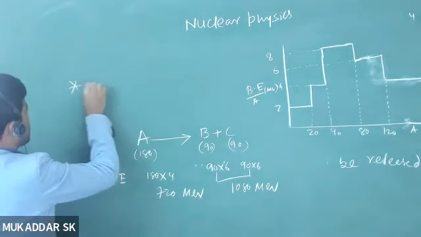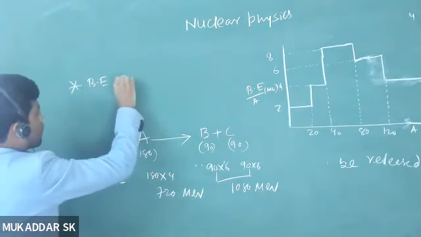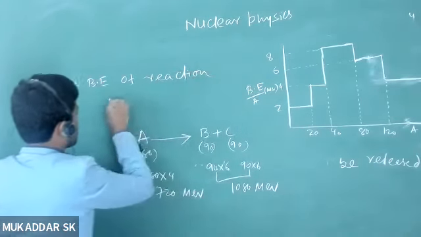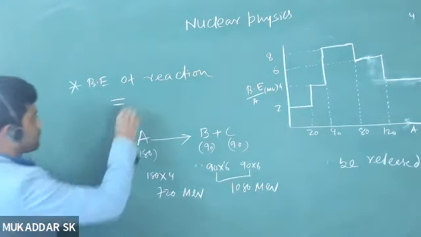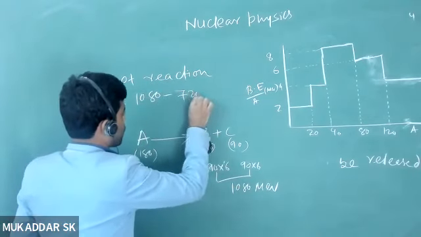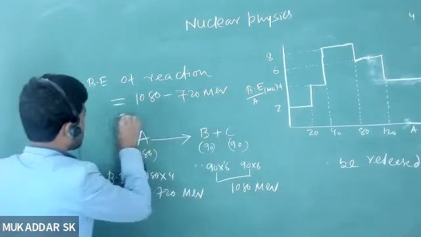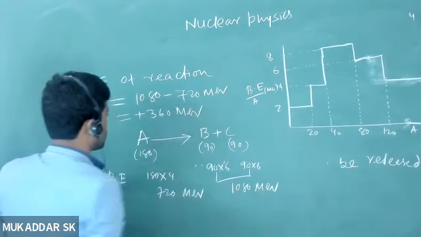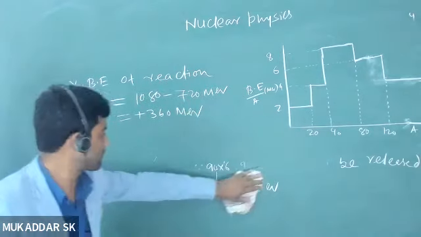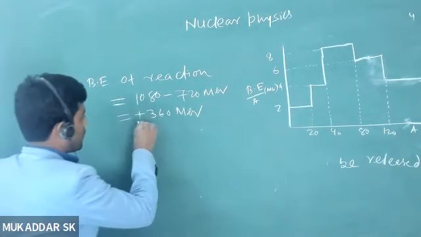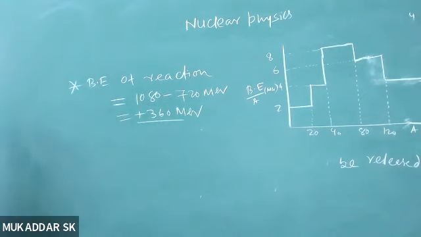So the binding energy of the reaction, that is product minus reactant, will be plus 360 mega electron volt. So there is a plus sign, right? The product is having a higher binding energy. It means you got the binding energy of the reaction having a positive value.